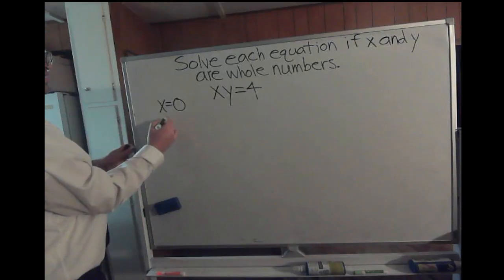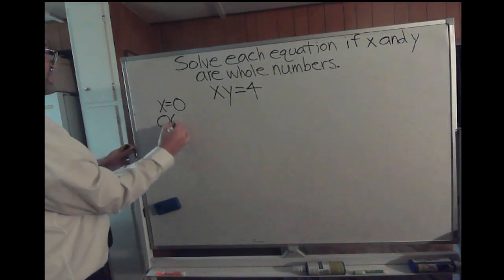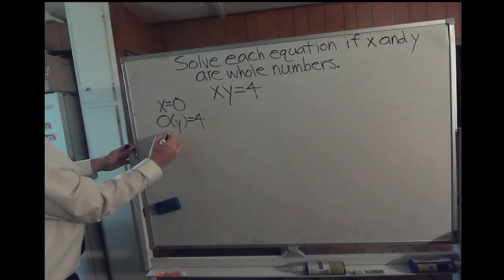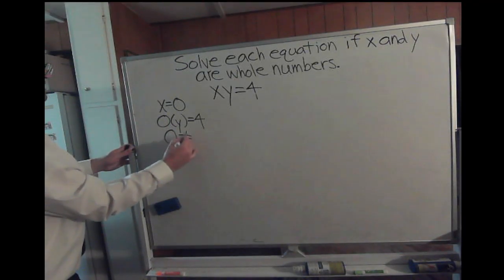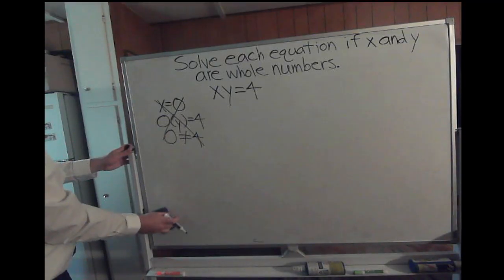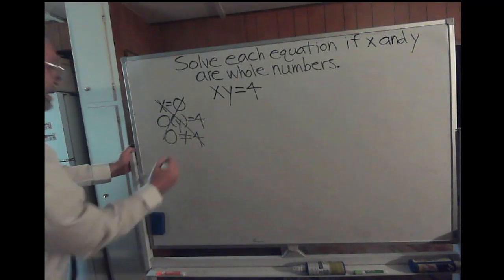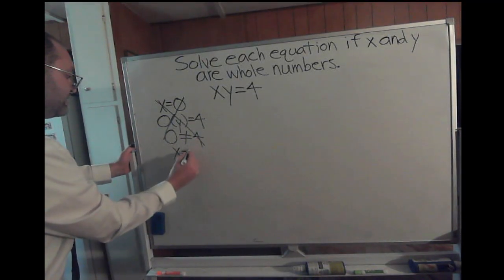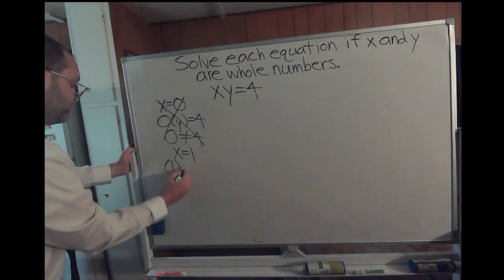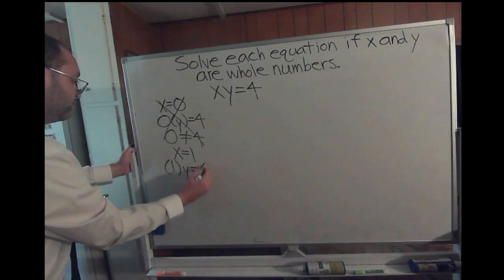So if x equals 0, you would take 0 times y, set that equal to 4. 0 times y, that's just 0. Well, 0 does not equal 4, so x being 0 cannot be a solution. Now, what about when x equals 1? Can we do that? Well, you'll take 1 times your y, set that equal to 4.